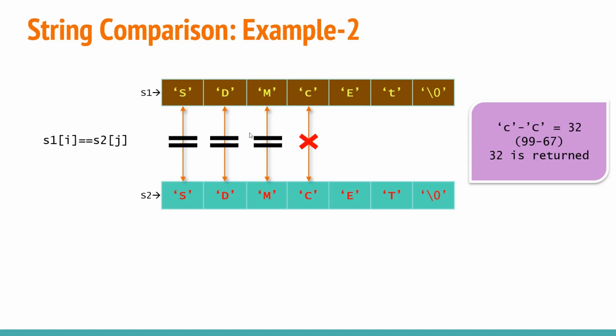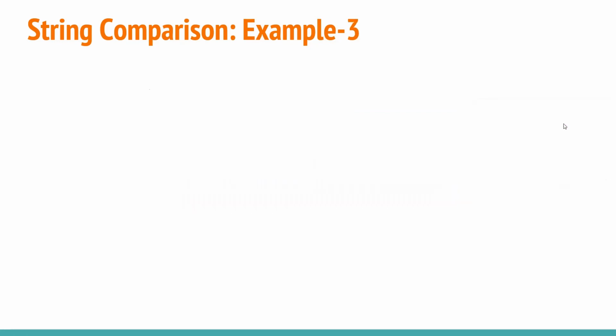So what is 32? 32 is a positive value. So in this case, a positive value is returned. So what is the meaning of positive value? If the first unmatched character in the first string has greater ASCII value compared to the first unmatched character in the second string. So C in the S1 has higher ASCII value than S2. Hence, a positive value of 32 is returned. If you are able to understand this, the third return value, which is negative, becomes very easy to understand.